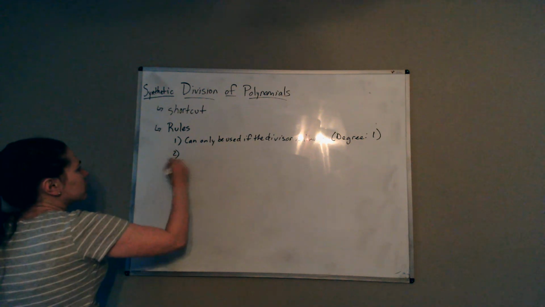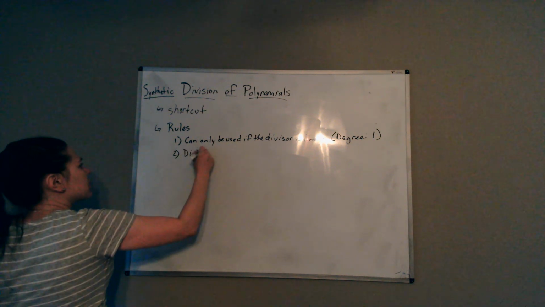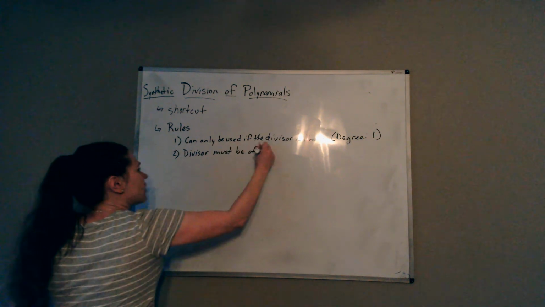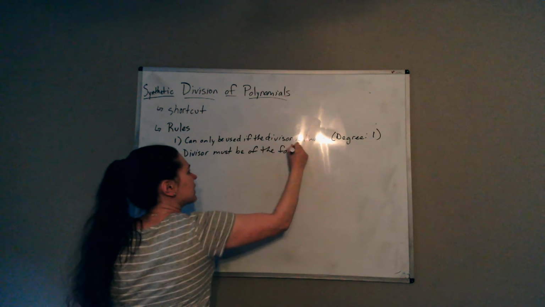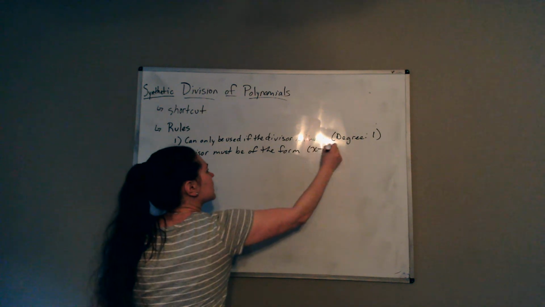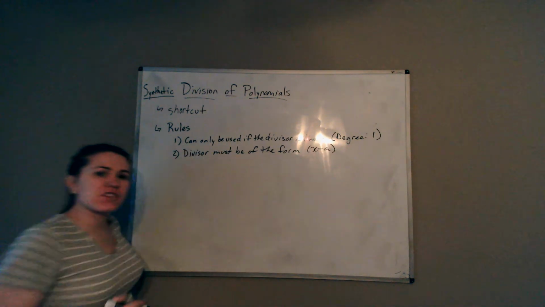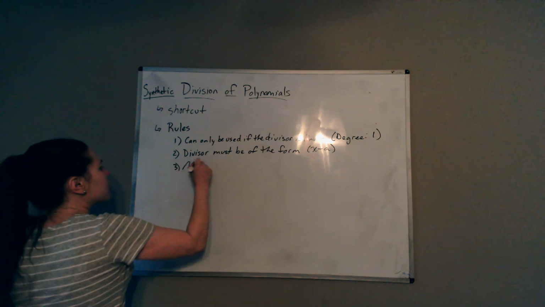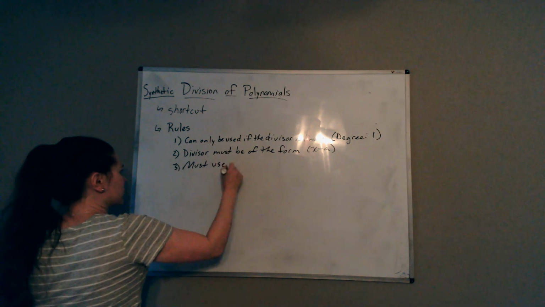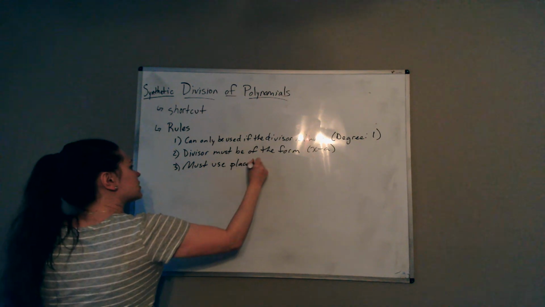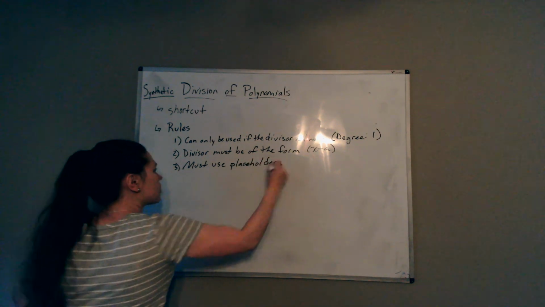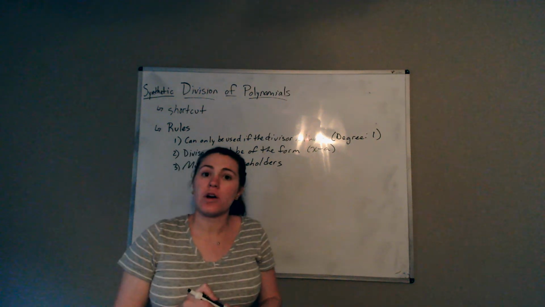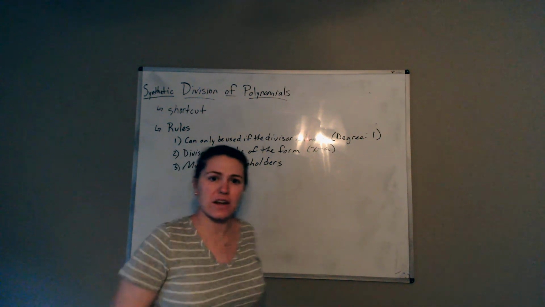Rule number 2, your divisor must be of the form x minus a. So what does this mean? This means the coefficient on x must be 1. And rule number 3, you must use placeholders. So this is a shortcut, so I just have to show you the shortcut. And then you just have to make sure you follow the process of synthetic division.